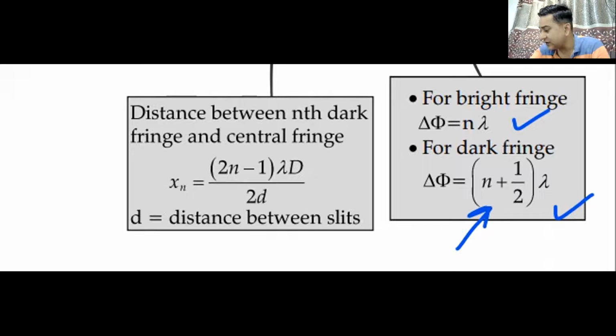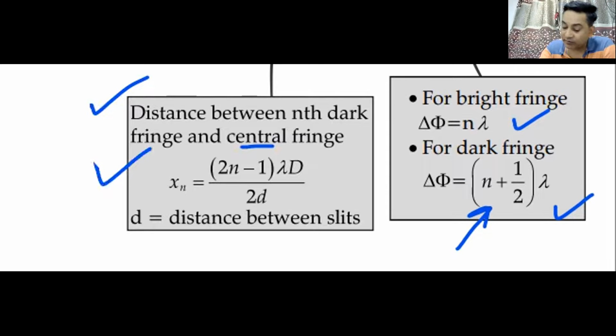And again, if you want to find the distance between nth dark and central bright, you might not be asked this, but you can use this formula. This formula comes from the original formula. It might look very confusing, but this is 2n minus 1 D lambda by d. Do we understand this? So all these formulas are given at one place, and this place is your mind map.